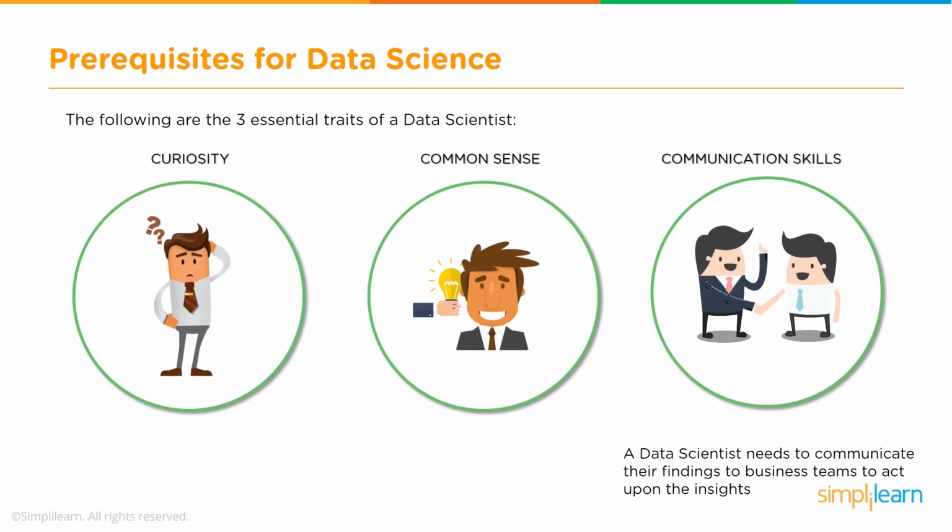Last but not least, after doing all this analysis, if you're unable to communicate the results in the right way, the whole exercise will fail. So communication is a key trait for a data scientist. Maybe technically you may be a genius, but if you are unable to communicate those results in a proper way, once again, that will not help. So these are the three main traits: curiosity, common sense, and communication skills. In a way, you can say these are the three C's.